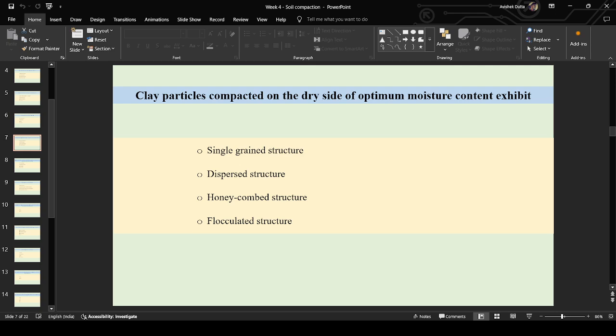Clay particles means the minerals in the clay particles, what kind of structure they will display after they have been compacted on the dry side of the optimum moisture content. That is, in the graph of the maximum dry density versus moisture content, there is a peak. So on the left side of the peak, it is the dry side of the optimum moisture content.